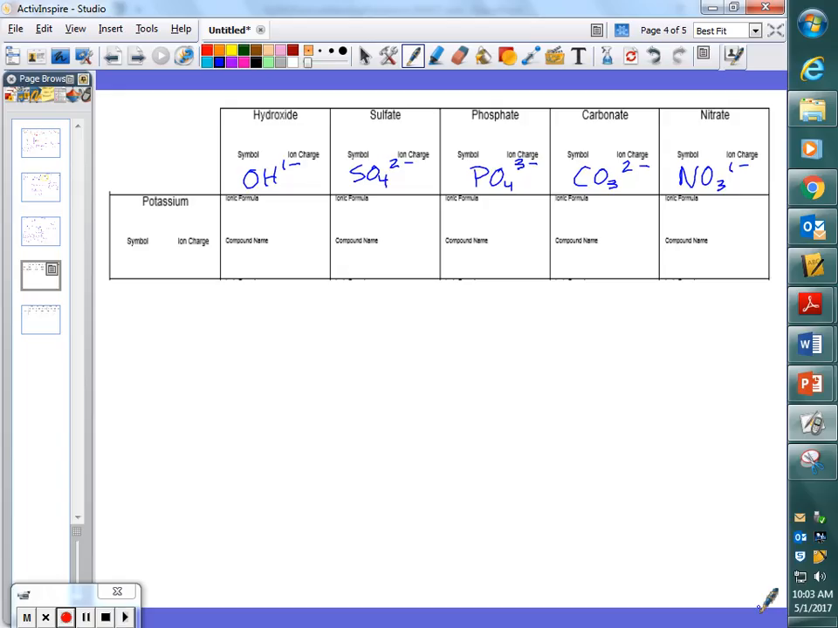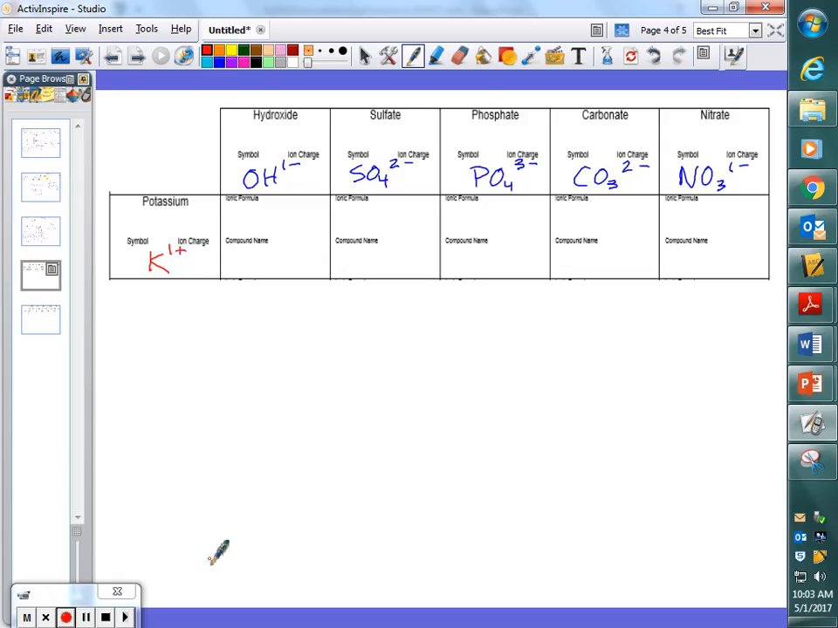All right, 3rd row down is potassium, right? Find potassium on the periodic table. How many valence electrons does it have? 1. What is it looking to do with that valence electron? Lose it, right? And so, K, and then its charge will be what? 1 plus. Right?